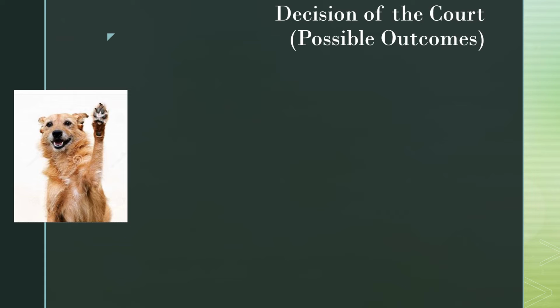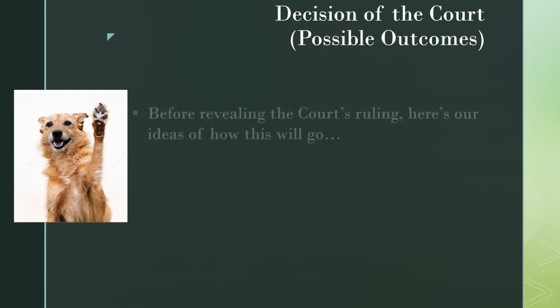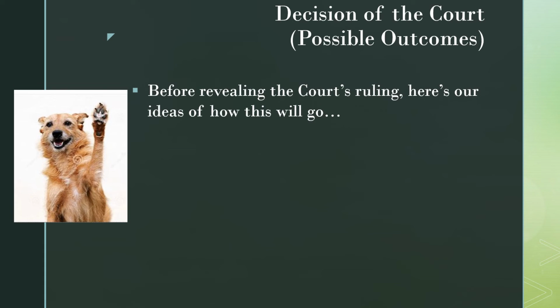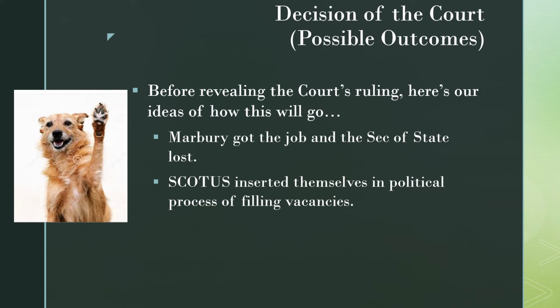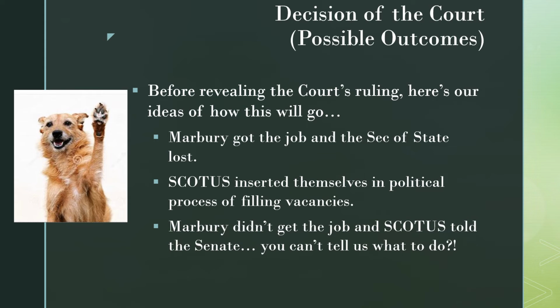Here is where I want you to throw out what some possible outcomes could be. So before revealing what the court's outcome was, I think that maybe Marbury got the job and the Secretary of State, James Madison, lost. Or maybe SCOTUS inserted themselves in a political process of filling vacancies, setting up the precedent that they'll do that in the future. Or maybe Marbury didn't get the job, and SCOTUS told the Senate, you can't tell us what to do.